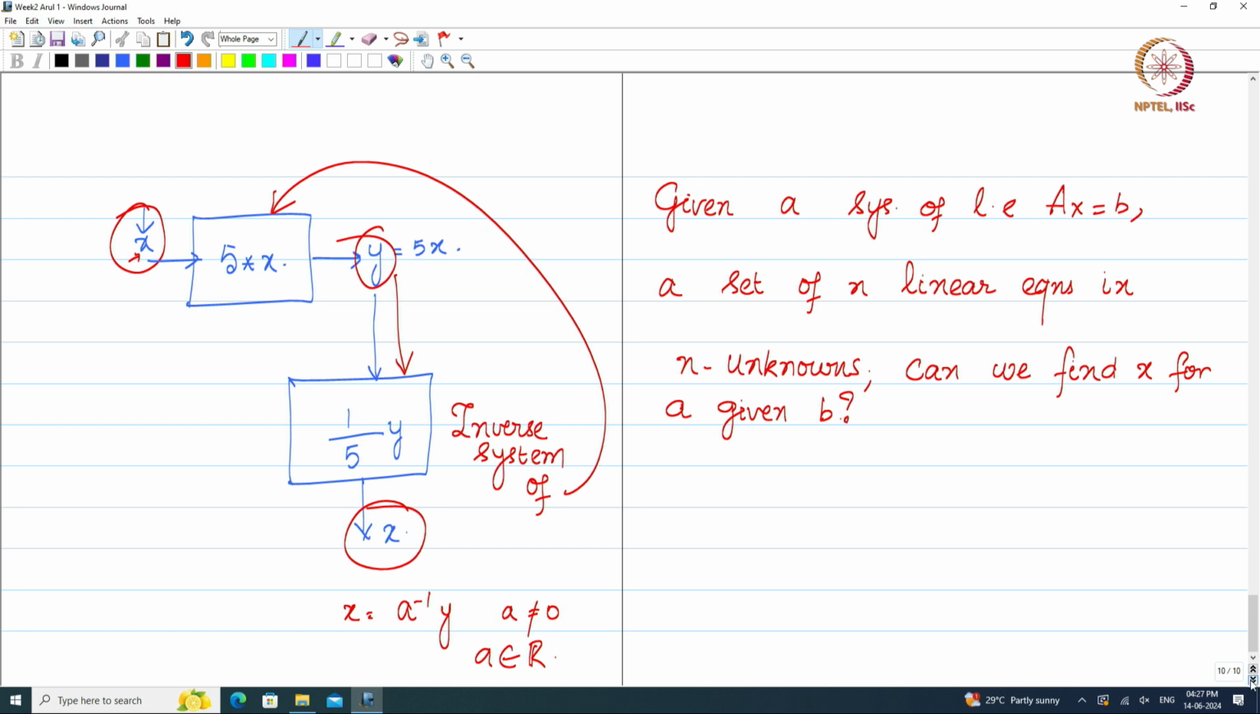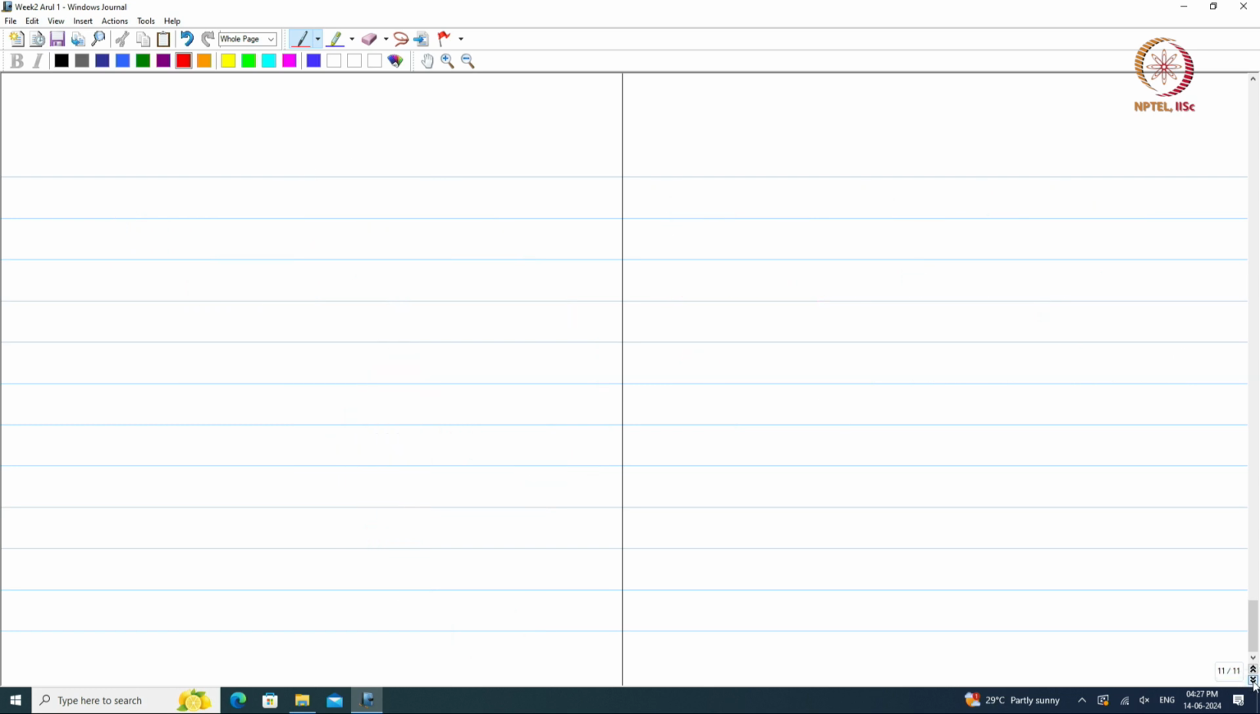So the problem now translates to saying, look, I have the matrix A, which is n by n, to which I give this x, n by 1, and I have b. So the question was, find x. This is given and that is also given, right. So find out the value of x. Now how do we tackle this problem?